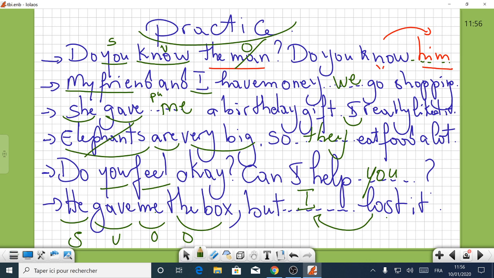So I hope that this little practice is clear to you, and we have illustrated what we have done so far today. So I repeat the sentences. Do you know the man? Do you know him? My friend and I have money, so we go shopping. She gave me a birthday gift. I really liked it. Elephants are very big, so they eat food a lot. Do you feel okay? Can I help you? He gave me the box, but I lost it.